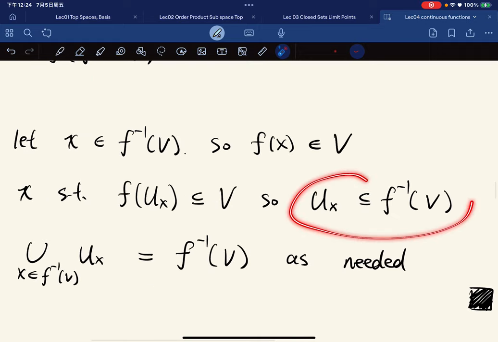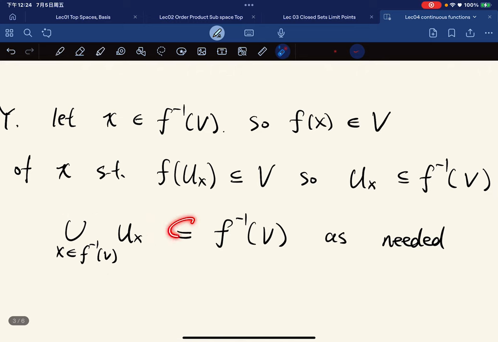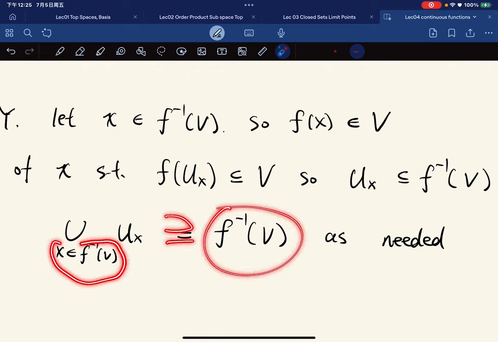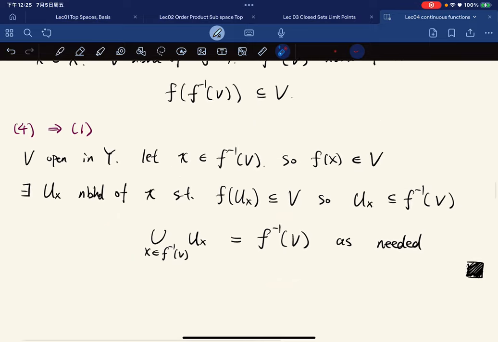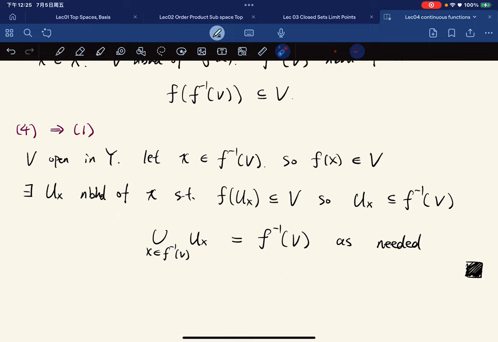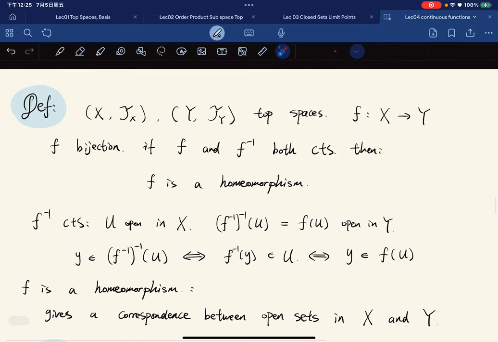Each Ux is contained in this, so we take the union. It is also in this, but this is in here because for each point, right? Each point. So this is the thing we've been working with. And yeah, an important class of continuous functions is called homeomorphisms.